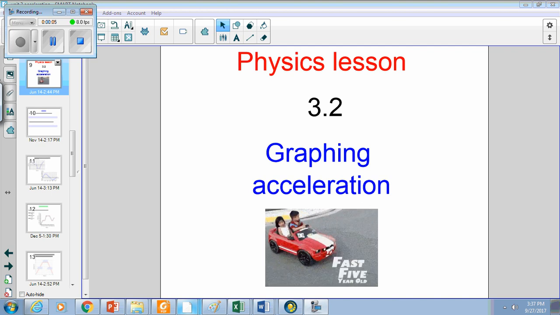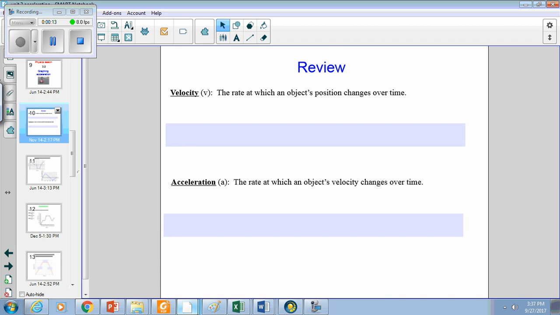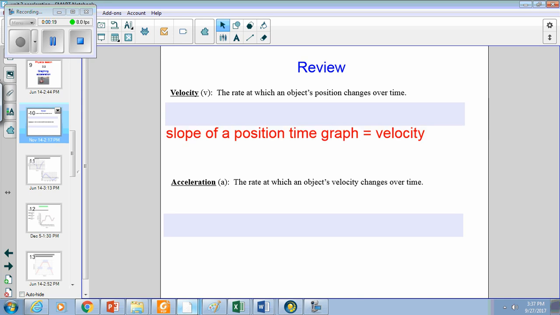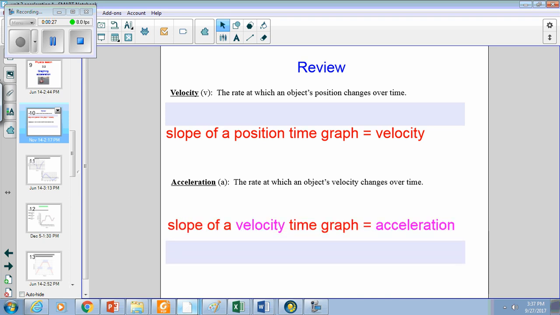All right, physics lesson 3.2, graphing acceleration. What we've got here today is first, a quick review. Velocity is the rate of change in position, so the slope of our position-time graph equals our velocity. With acceleration, the slope of a velocity-time graph equals our acceleration. That should have been a review from 3.1.